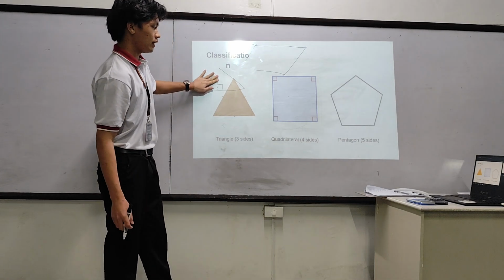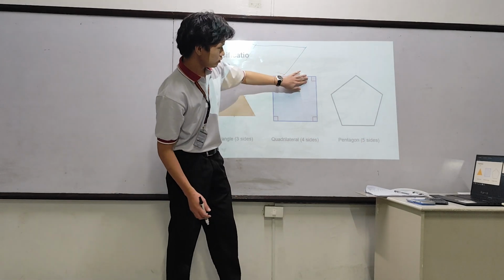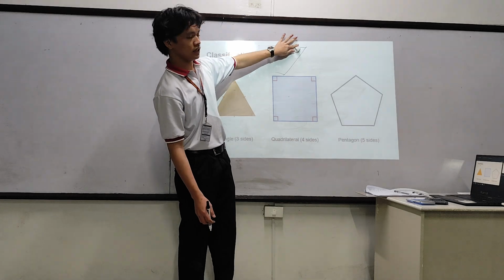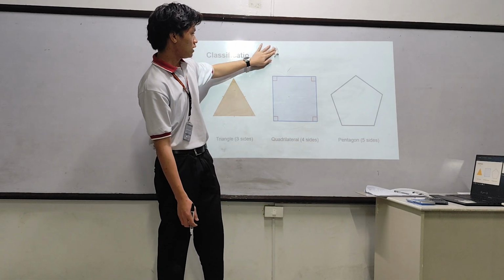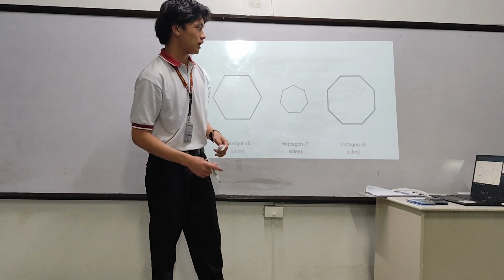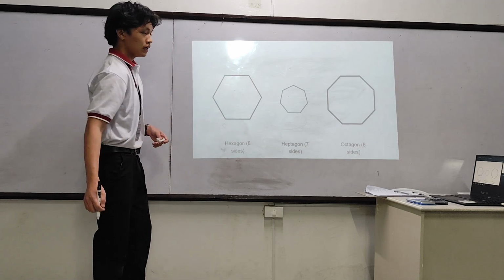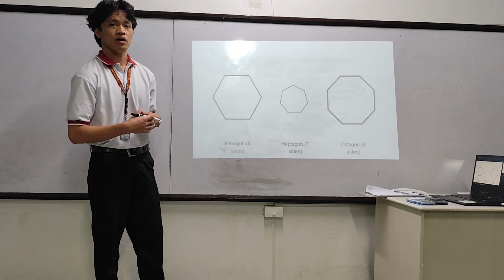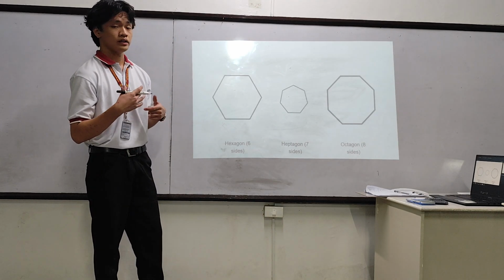And we also have the pentagon. A pentagon has 5 sides, like this. They can be used in buildings and architecture. And we also have the hexagon, which has 6 sides. Hexagons are mostly used in nature; one example is honeycombs made by honeybees.